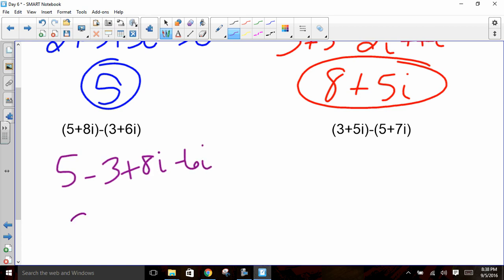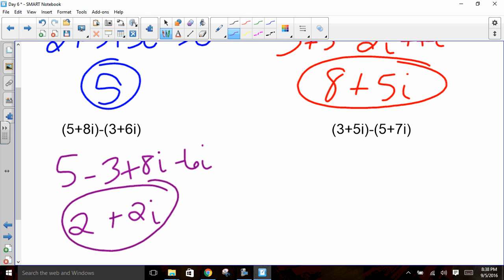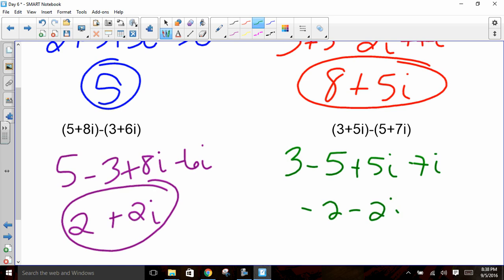5 minus 3 gives me 2. 8 minus 6 gives me 2. So I get 2 plus 2i. And lastly, 3 minus 5 plus 5i minus 7i. 3 minus 5 gives me negative 2. 5 minus 7 gives me negative 2. So I get negative 2 minus 2i. So those really should not be too bad. Again, you're just putting your like terms together.